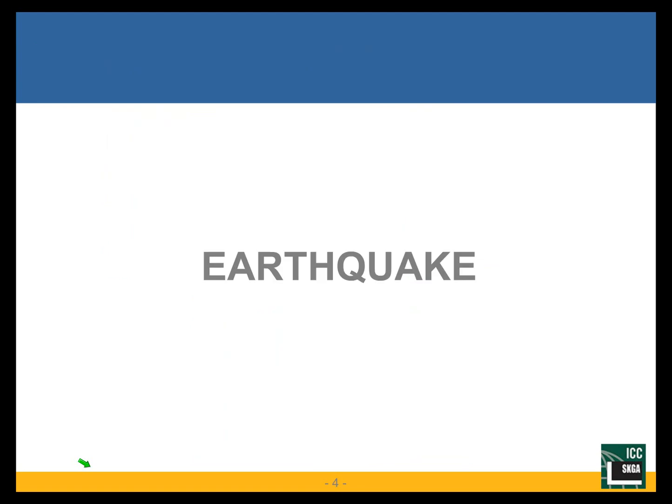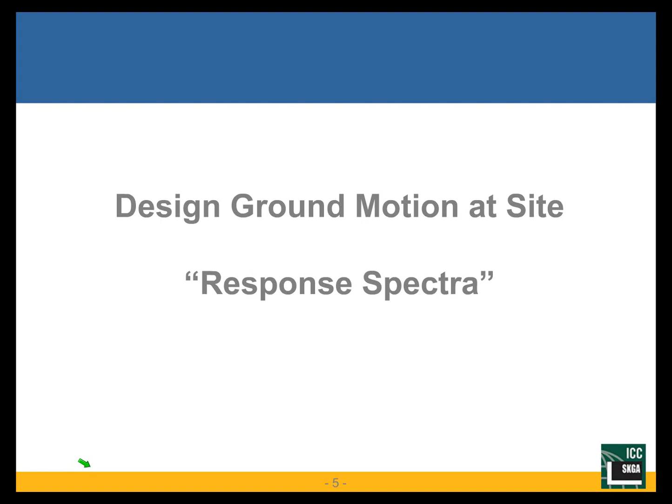So I did mention to you that today's seminar is about seismic design, and after thinking that these things are a challenge to put together, I thought the starting point should be, and that's where I would start, the concept of the response spectrum. Design ground motion at a site and response spectrum.